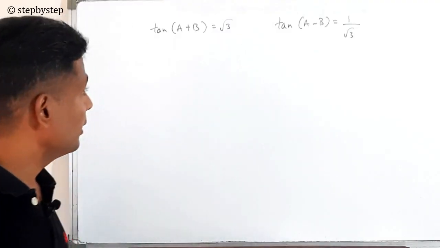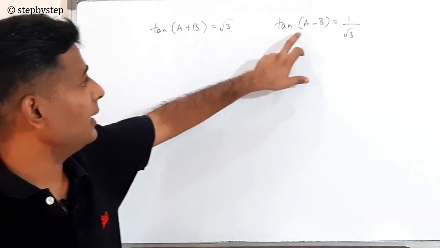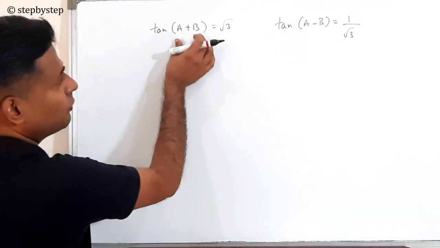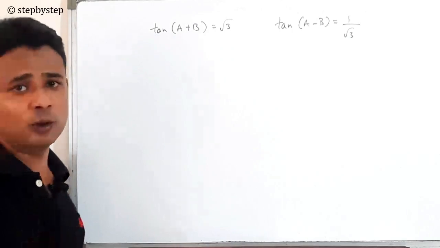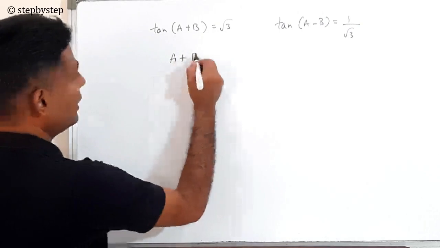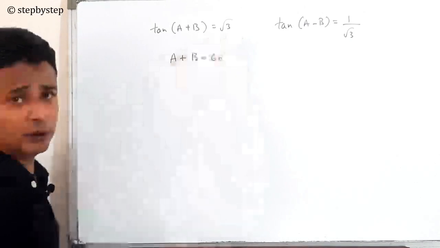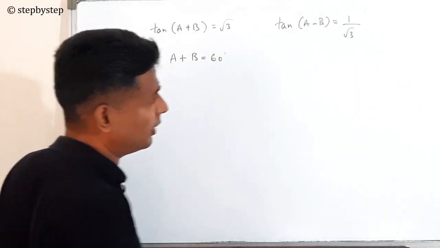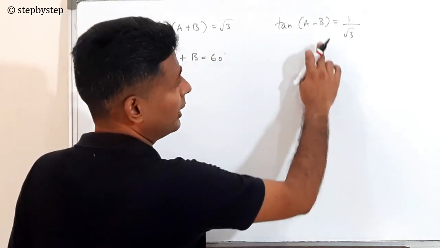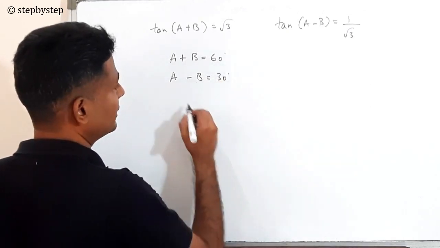Right guys, the last problem in the test. They have said tan(a plus b) equal to root 3 and tan(a minus b) equal to 1 by root 3. Very simple. Now see, tan of something is root 3, but tan of how much is root 3? Tan of 60 is root 3, which means a plus b will be equal to 60 degrees, right? Because tan of 60 is root 3. Similarly, tan(a minus b) they have given is 1 by root 3. Tan of how much is 1 by root 3? Tan of 30 is 1 by root 3, which means a minus b will be equal to 30 degrees.